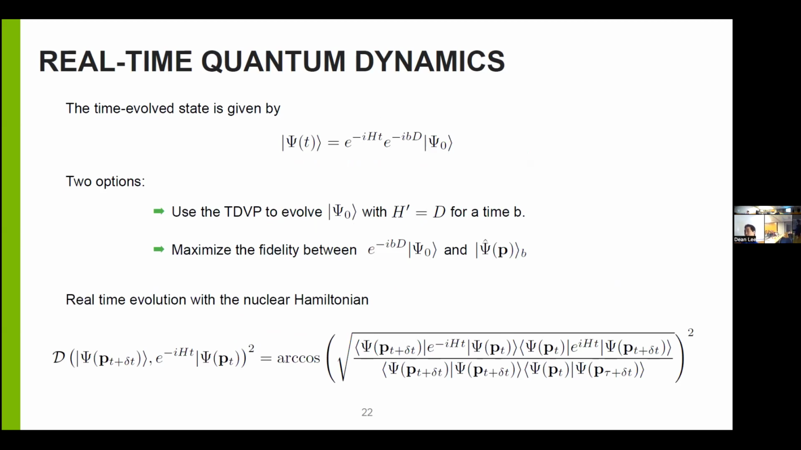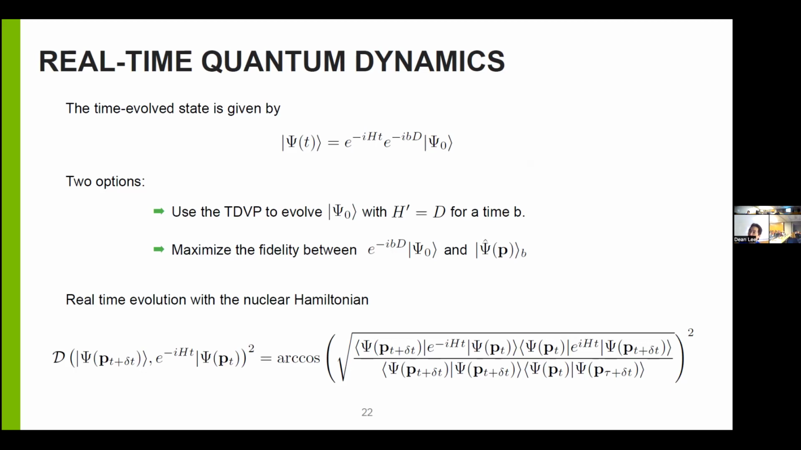Now we have two options here. We can use the time-dependent variational principle to evolve psi zero with this H prime, which is basically just a boost for a very short time b. Or we can actually learn the ground state by minimizing the energy and then maximize the quantum fidelity between the boosted state and some unknown state psi.